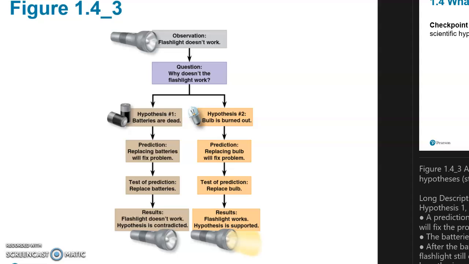And so your question ends up being, why doesn't the flashlight work? Why do you even care about that? You want your flashlight to work. So you have a good reason. Your two hypotheses just come from what seem like normal answers that you would come up with. The batteries are dead, or the bulb is burned out. So hypothesis 1, the batteries are dead. Hypothesis 2, the bulb is burned out. And then your predictions are either replacing the batteries will fix it, or replacing the bulb will fix it.